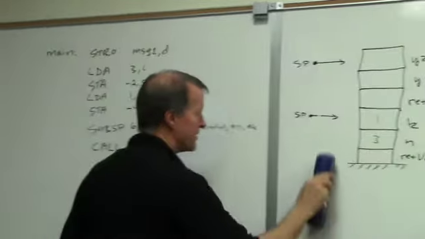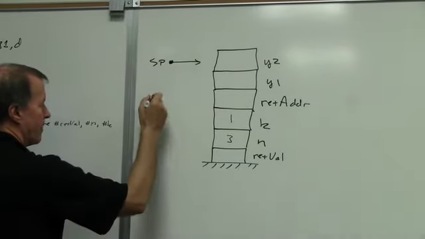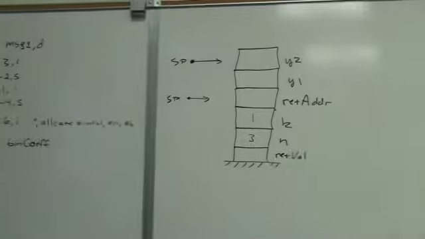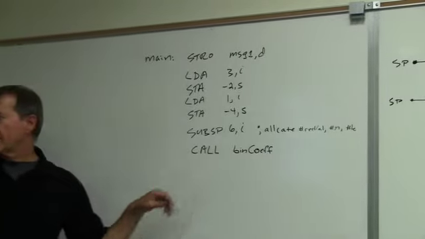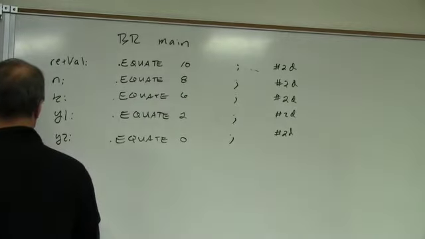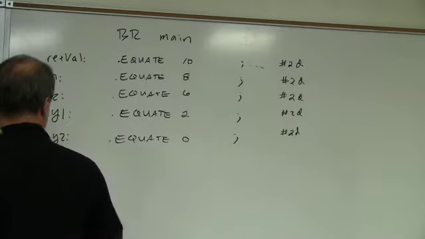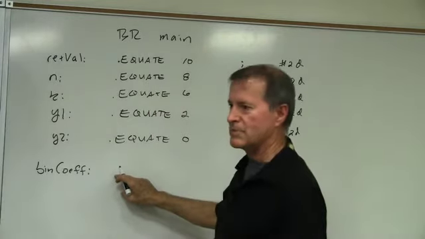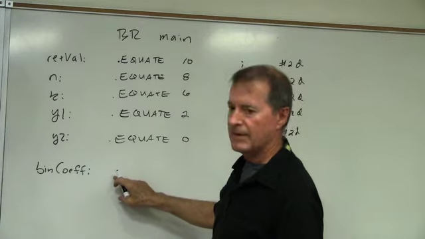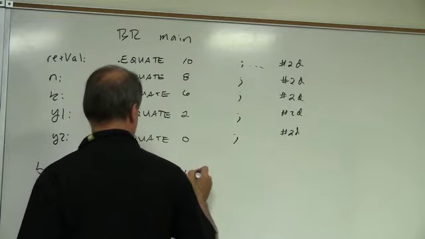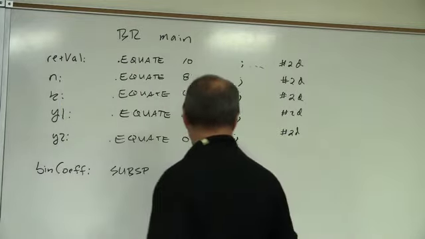And that will put SP up to here. And now over here is our bin coefficient, right? Now what does the bin coefficient have to do? 7. How many? 4. Sub SP for addressing mode? Immediate.